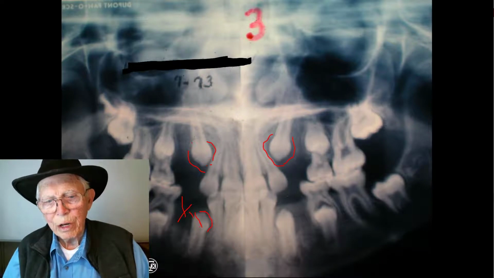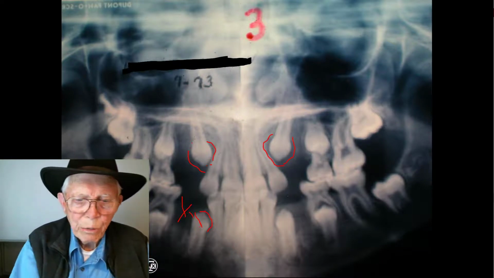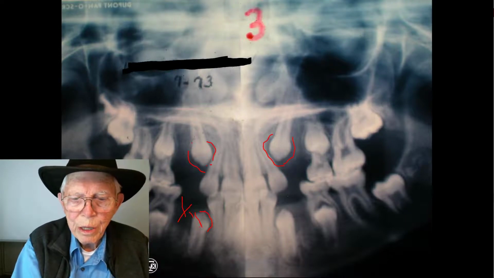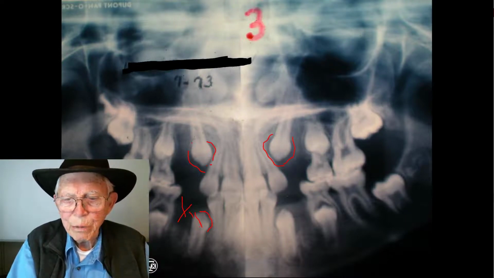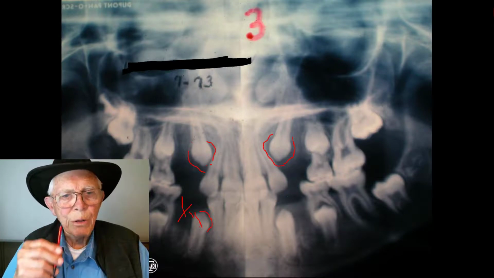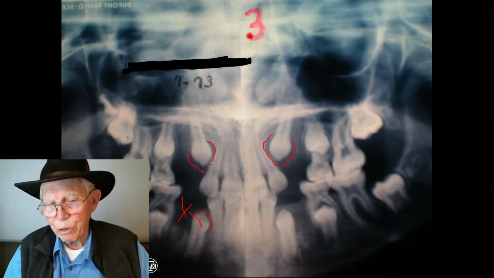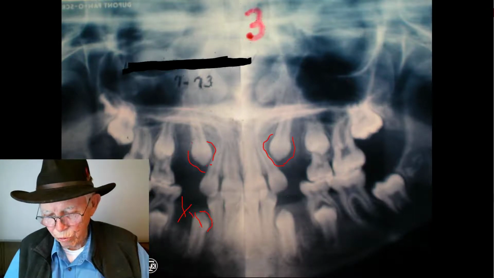We call it the follicular tissue, it's epithelial tissue. And when that tooth opens into the mouth, this epithelial tissue ends up around the neck of the tooth, and it serves that way during your lifetime. Now let's go on to another picture here.